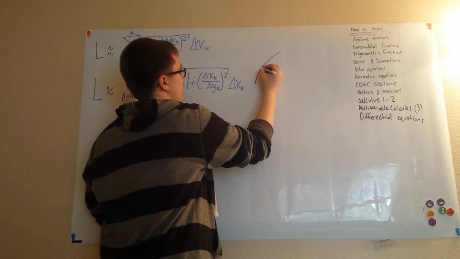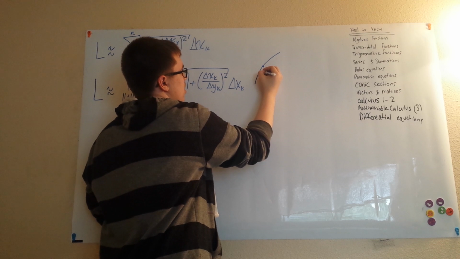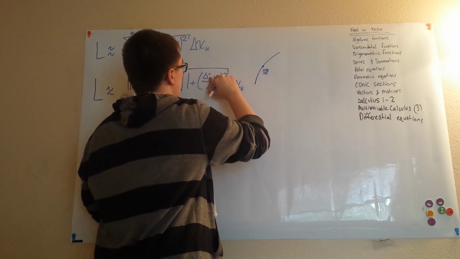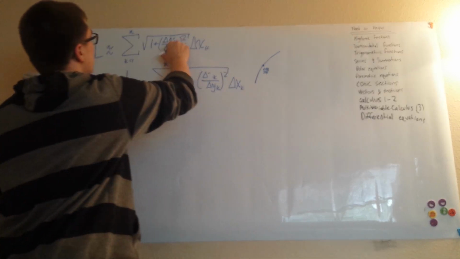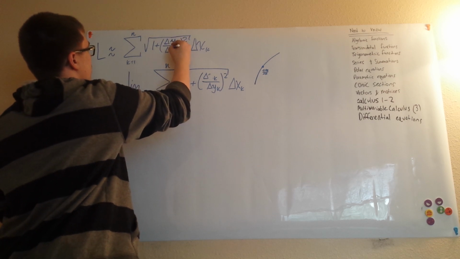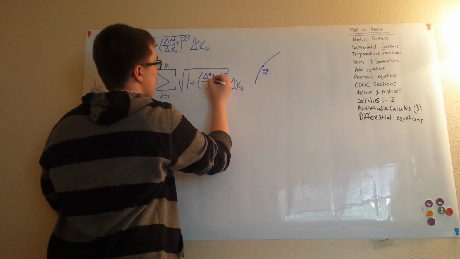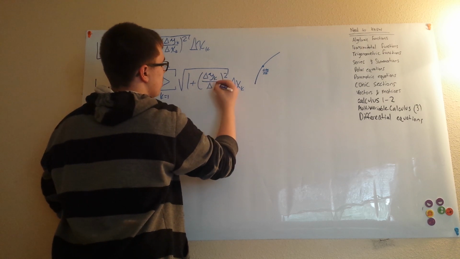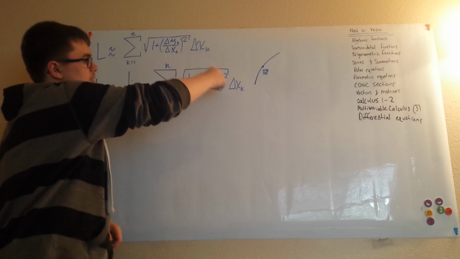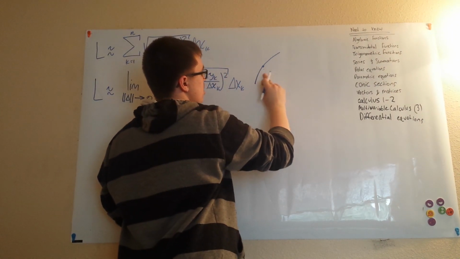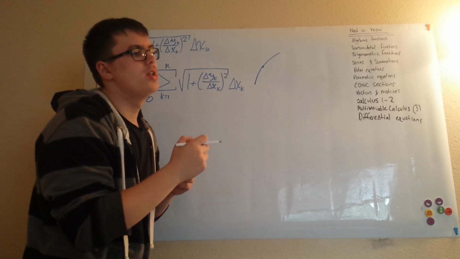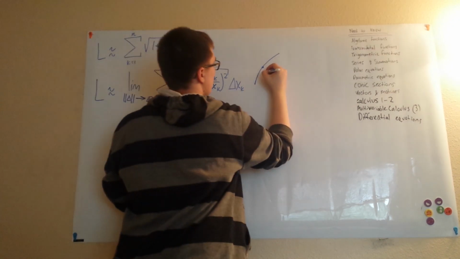So this delta x and the delta y, hold up. This is delta y, remember? Sorry, I made a small mistake. Change that to delta y over delta x. So there's going to be such a small delta y over delta x that it becomes dy dx.